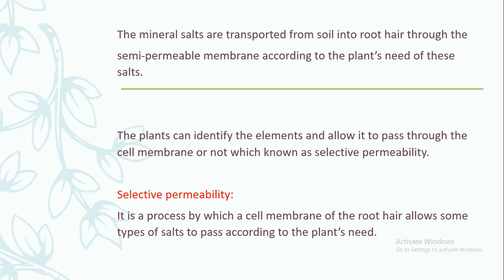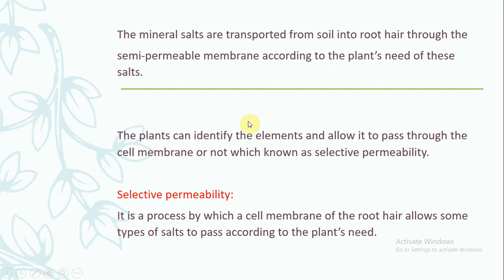In the last part, we learned how water pass from the soil to the root hair to the other parts of plant. What about mineral salts? Mineral salts are transported from soil into root hair through the semi-permeable membrane, according to what plants need of these salts. So if the plant needs these salts, the salts will pass through the semi-permeable membrane of the root hair.